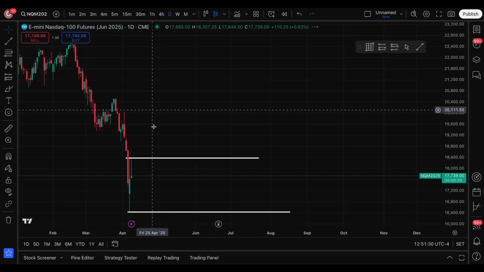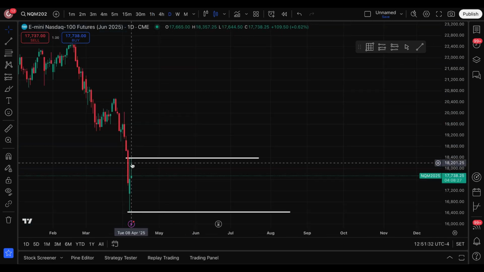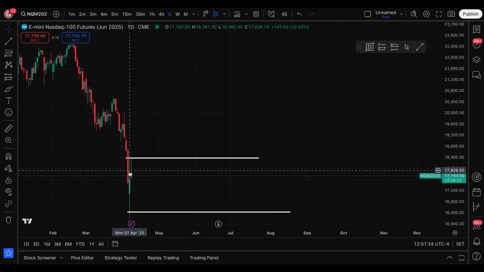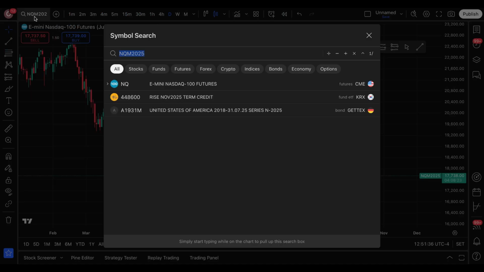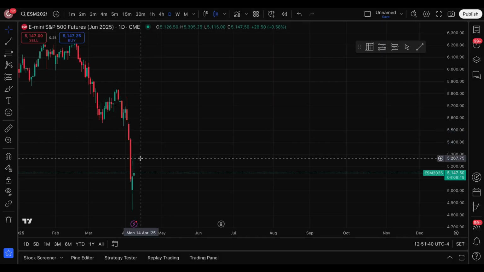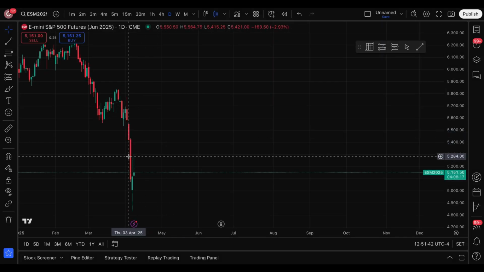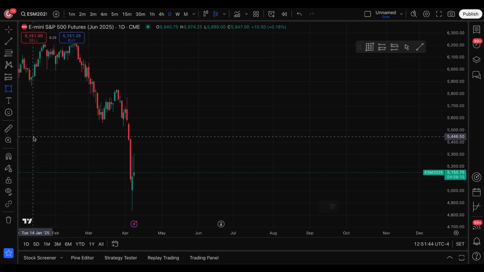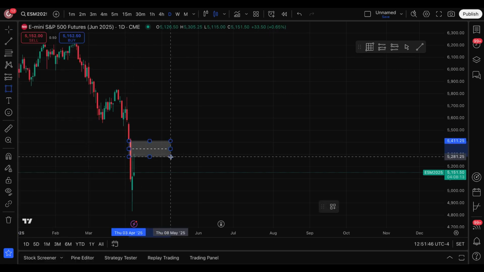So as you can see on the previous day chart, NQ didn't sweep the previous day low, but if you go over to the ES, you can see that ES today in fact swept the previous day high and inside that bearish gap right here, right?